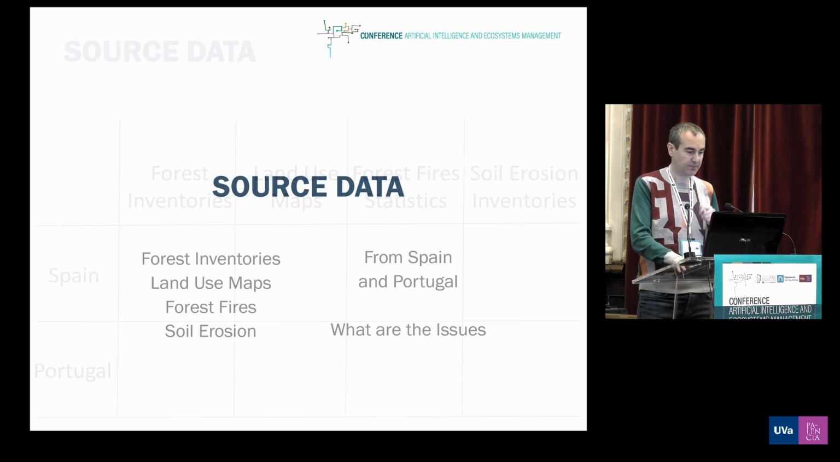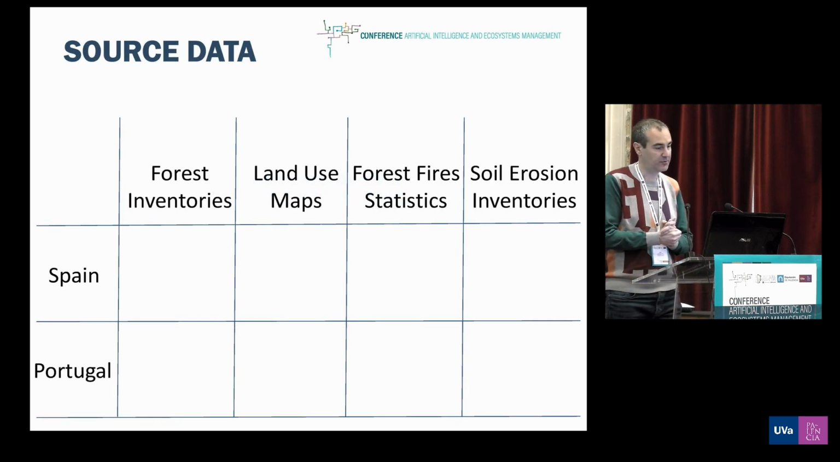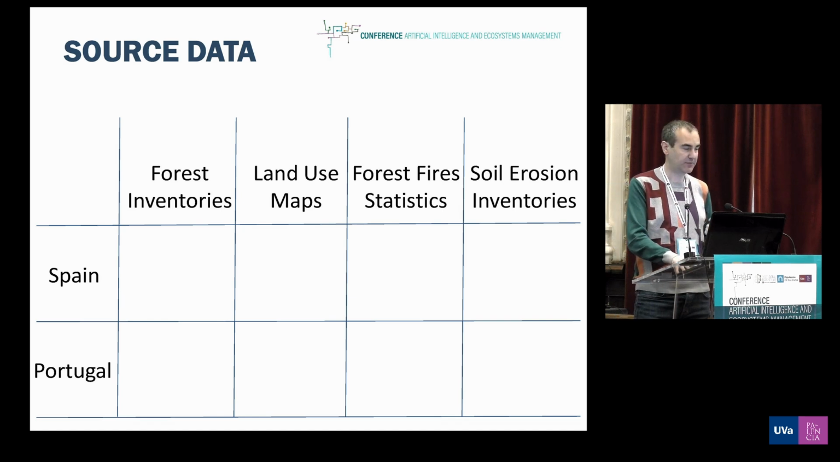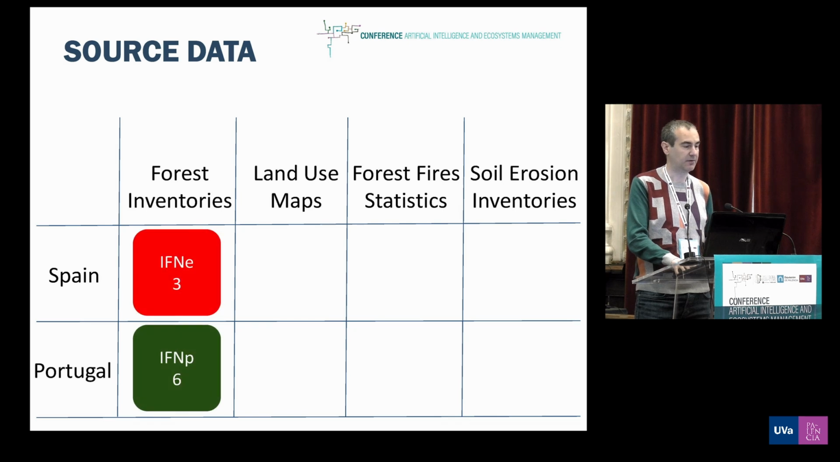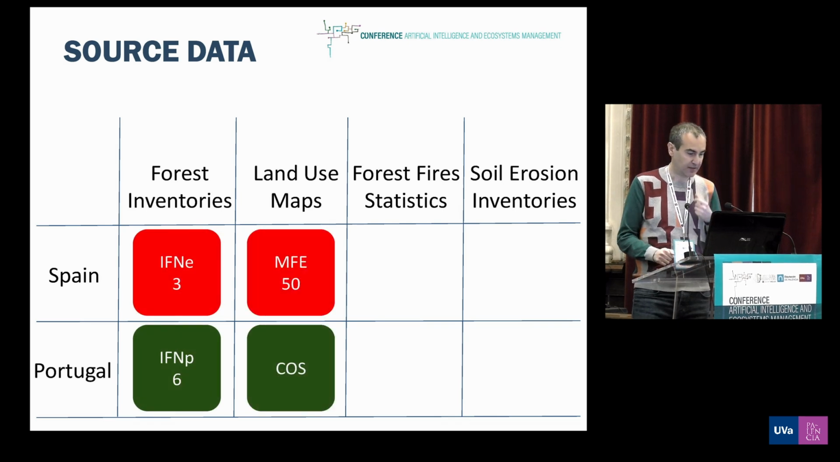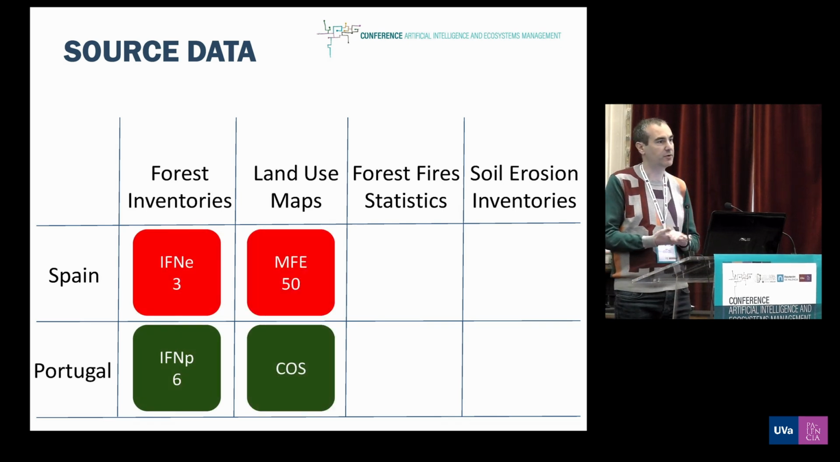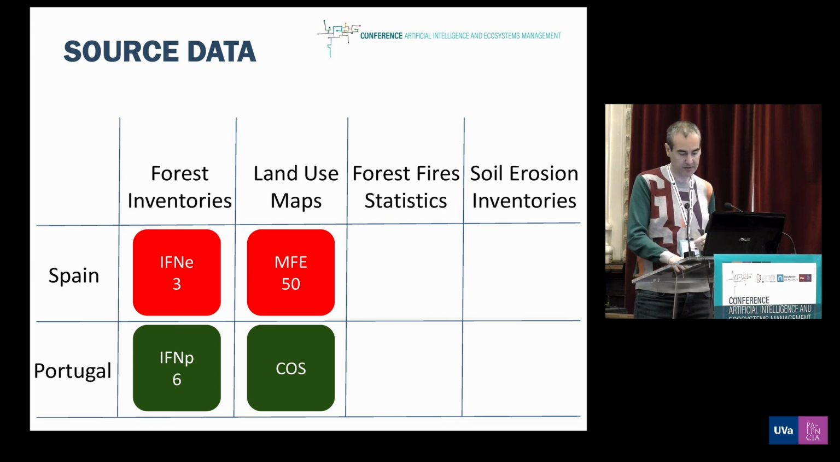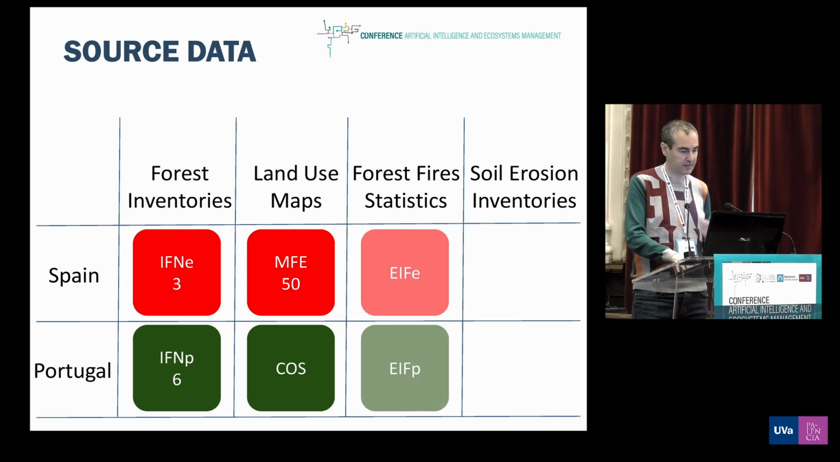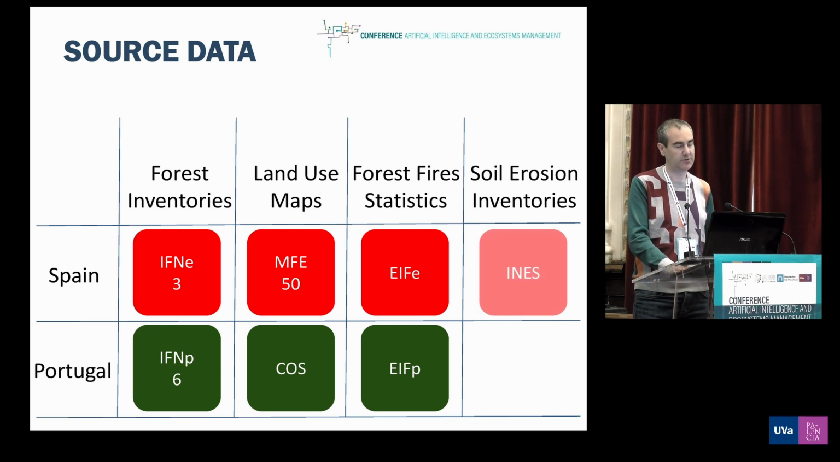So the source data: we have data from Spain and Portugal. The two main kinds of data were forest inventory and land use maps that both countries had, and this is the data we work with at the University of Valladolid. Other partners work with forest fires, which Spain and Portugal also had datasets for, and soil erosion, which in this case was only Spain.